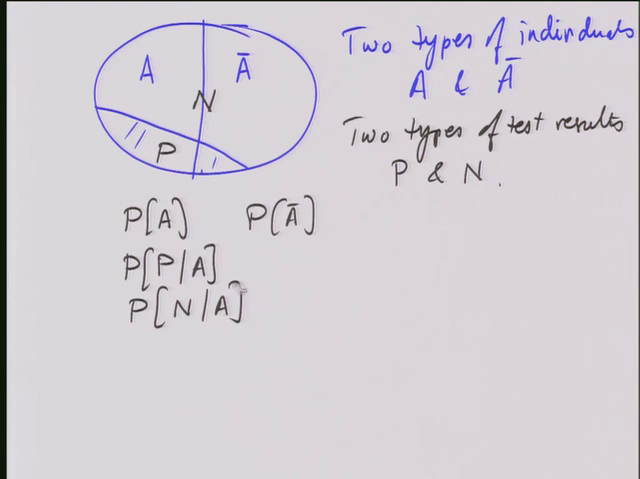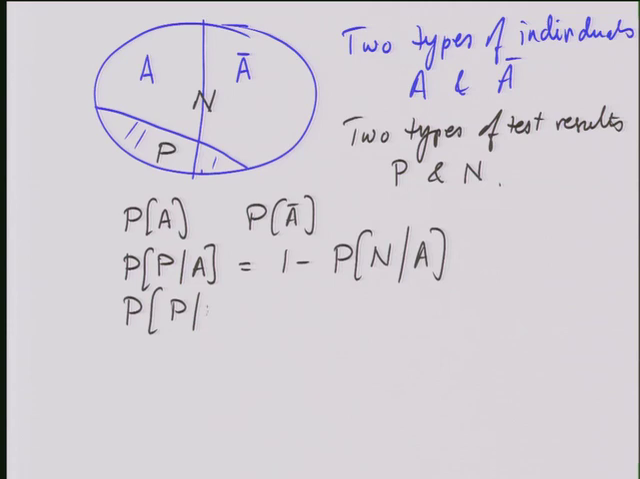Sorry, we know this, right? So we know that this is equal to 1 minus the probability of negative given A. But we are also told the probability of positive given A bar, which is 1 minus the probability of negative given A bar. Okay, so we are being told the proportion of the population which is of type A versus type A bar.